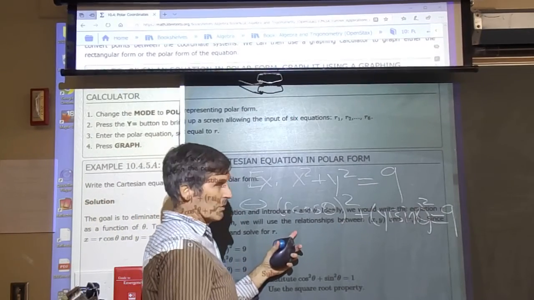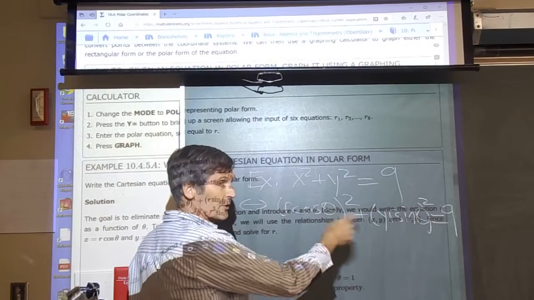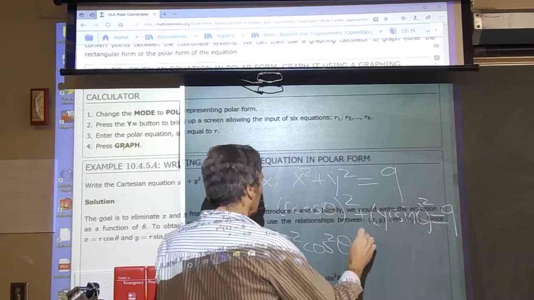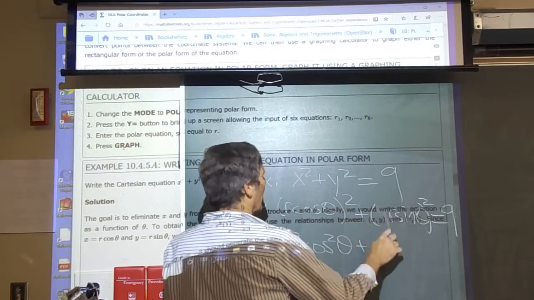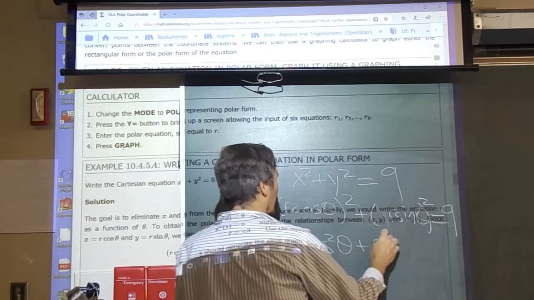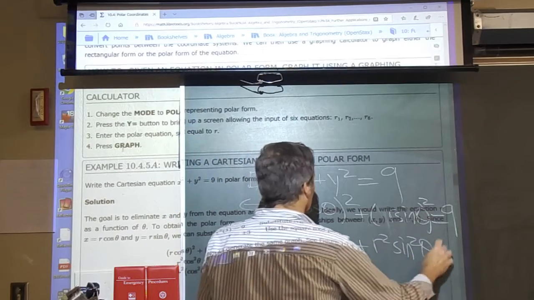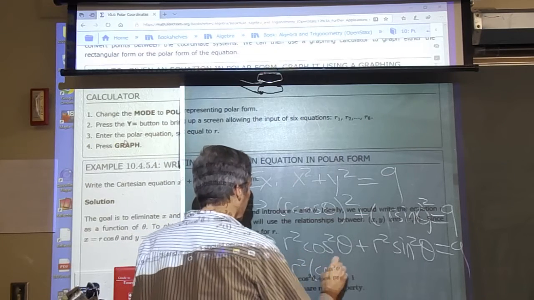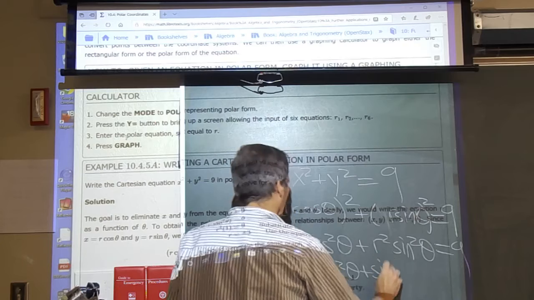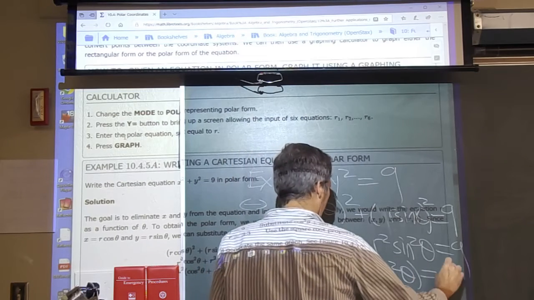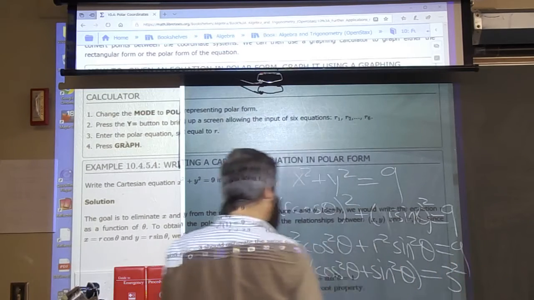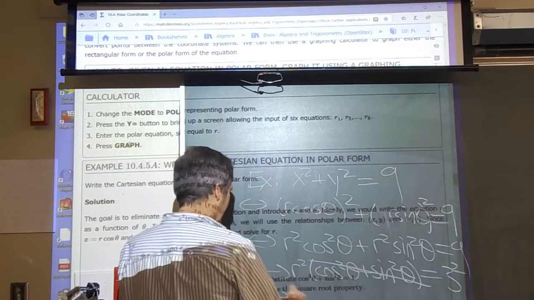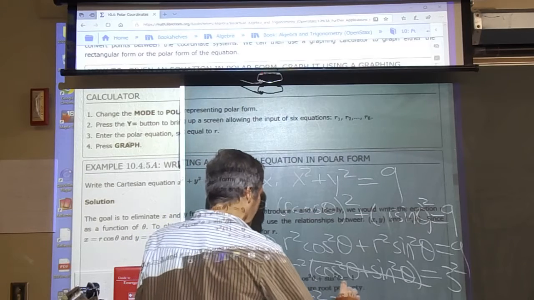Now, even though this is in polar form, what you want to do is simplify it. Often trig identities help in that regard. So this is equivalently r squared cosine squared theta plus, oops, y is r sine theta, sorry, r squared sine squared theta equals 9. And now I notice I can factor out an r squared and write this as r squared times cosine squared plus sine squared equals 9. I'm going to write 9 as 3 squared just for convenience. Sine squared plus cosine squared is 1 by the Pythagorean identity. This equation is equivalent to r squared equals 3 squared.